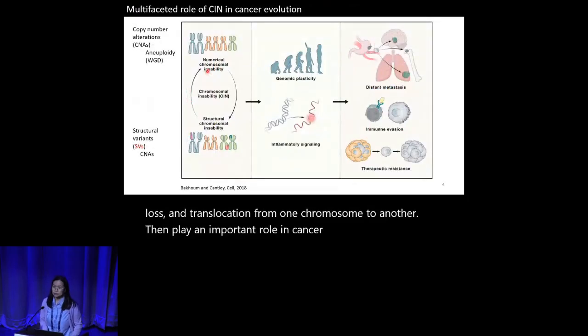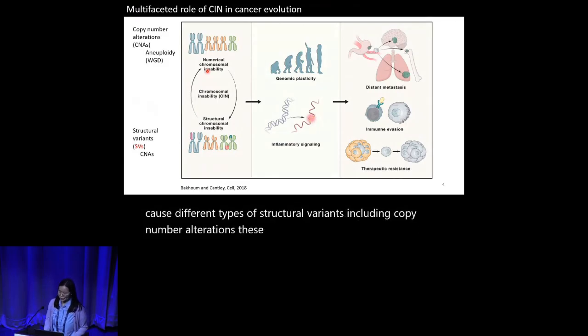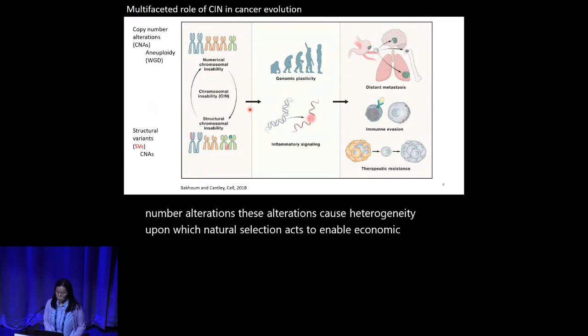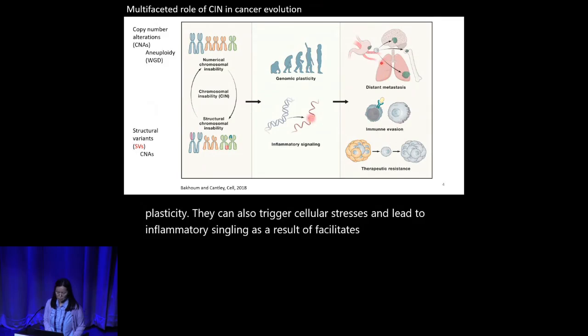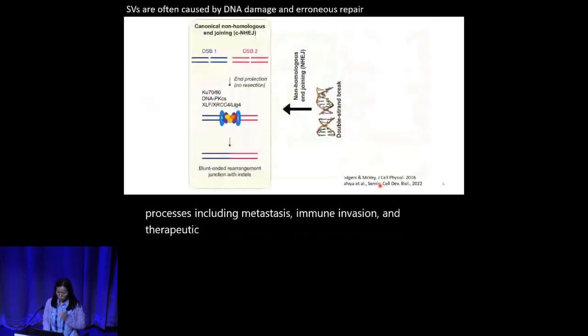They can cause different types of structural variants, including copy number alterations. These alterations cause heterogeneity, upon which natural selection acts to enable genomic plasticity. They can also trigger cellular stresses and lead to inflammatory signaling. As a result, CIN facilitates several processes, including metastasis, immune evasion, and therapeutic resistance.